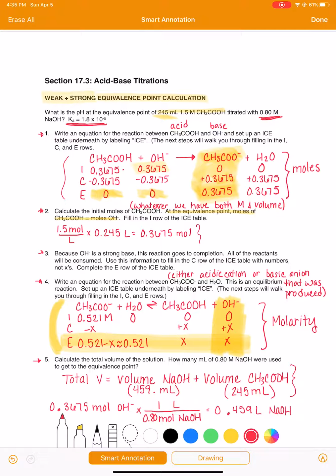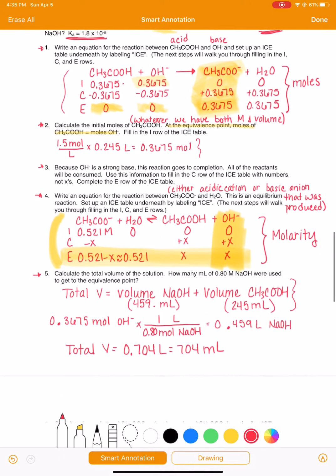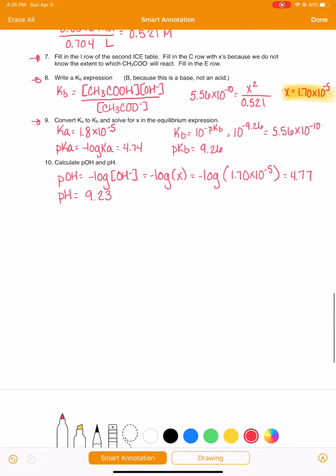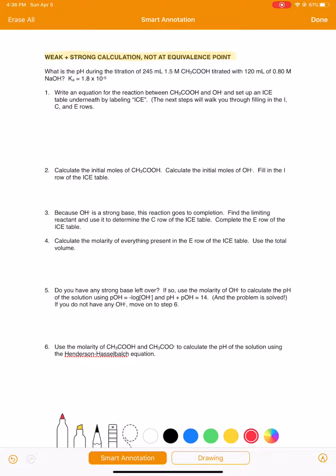So the good news is that this last problem that we did, the weak and strong equivalence point, is probably the hardest thing that we do, not just in 163, but in the whole year of Gen Chem. Hardest in terms of it's tedious, there's so much stuff to keep straight, it is really, really, really hard to do. The last type of calculation that we're going to do in this section, don't worry, is significantly easier than what you've already been through.